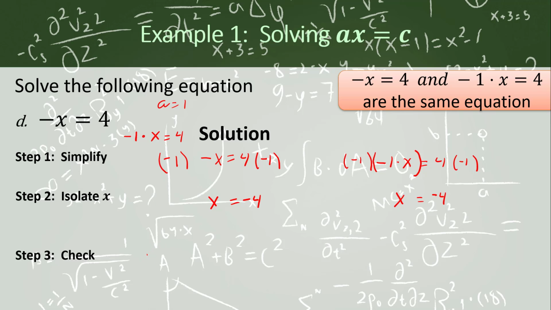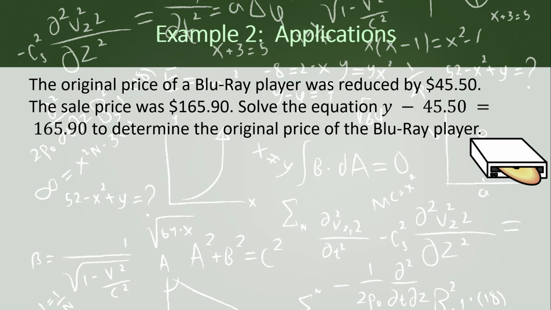X is negative 4. So, making the substitutions, negative of negative 4 is just equal to 4, which is what we were looking for. Okay, and that is all of the examples that we wanted to talk about relative to this. The next thing we want to talk about is an application, and this is the kind of application that you might see on your homework.